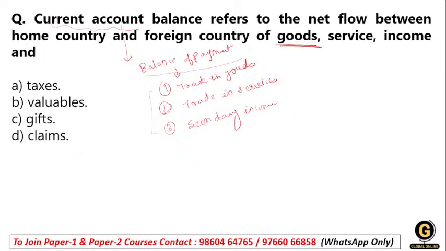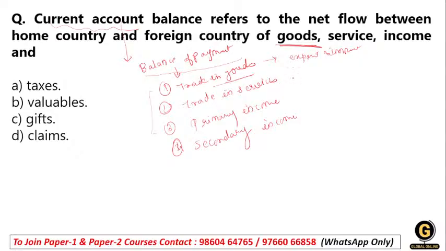First, they transfer either goods, services, or income. Before secondary income there is primary income. So primary income is the third one, and the fourth one is secondary income. Okay, trade in goods means exporting and importing.